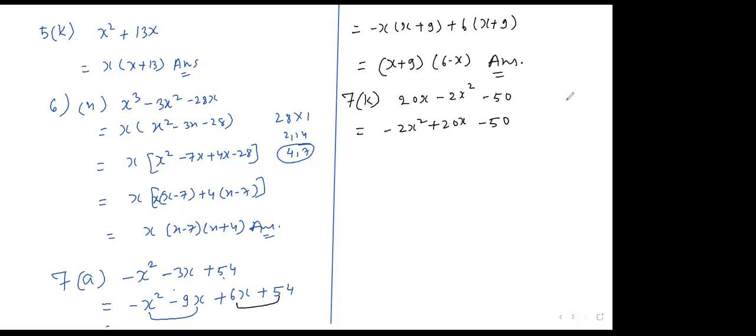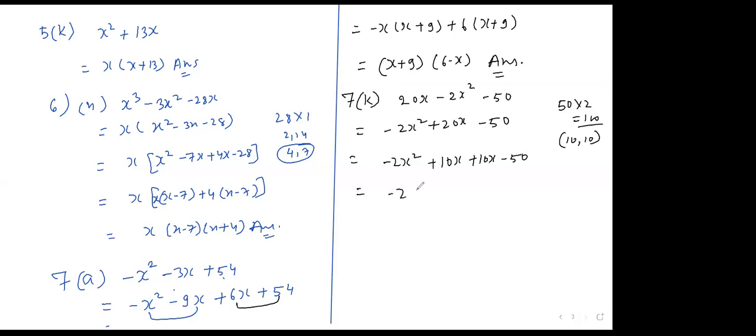Now we have 50 times 2 is 100. And if we take 10 and 10, these two factors, we see that they add up to 20. So this will be negative 2x square plus 10x plus 10x negative 50. Is it? Yeah.